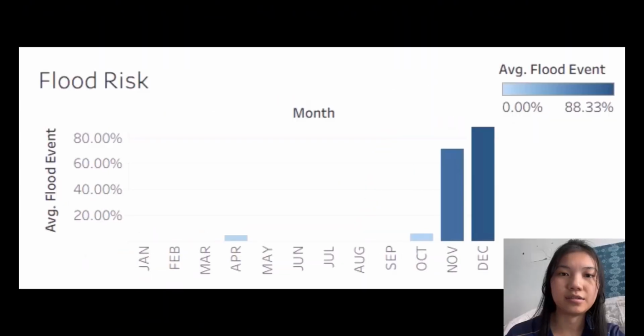And then it indicates the flood event is very low in the earlier months of the year, but increases significantly during the later months. The highest flood probability is observed in November and December, indicating that these months have the greatest flood risk. This provides a predictive view of when the flooding is most likely to occur.